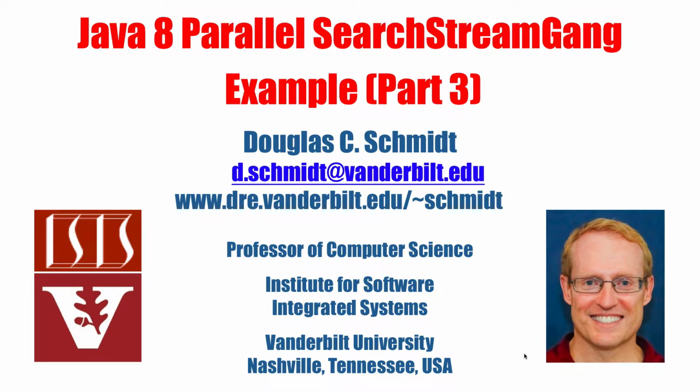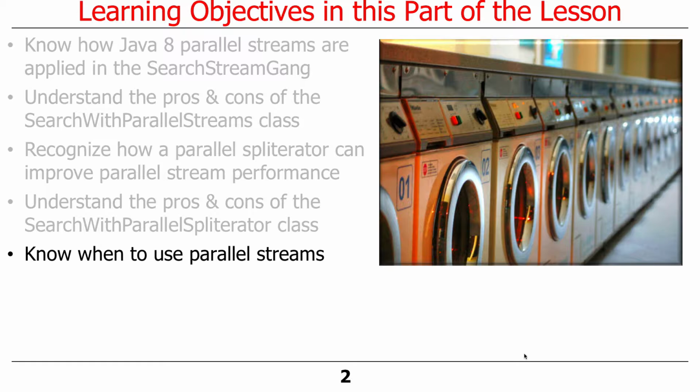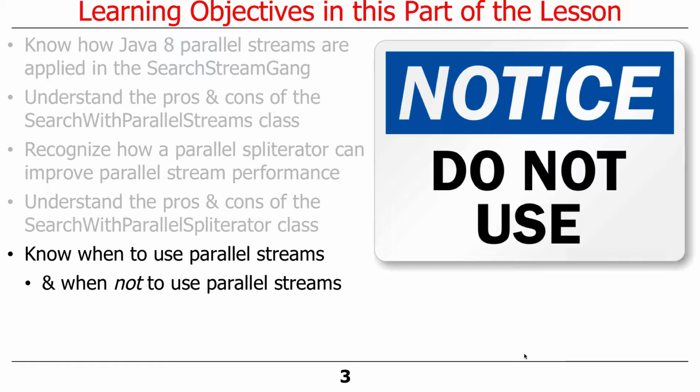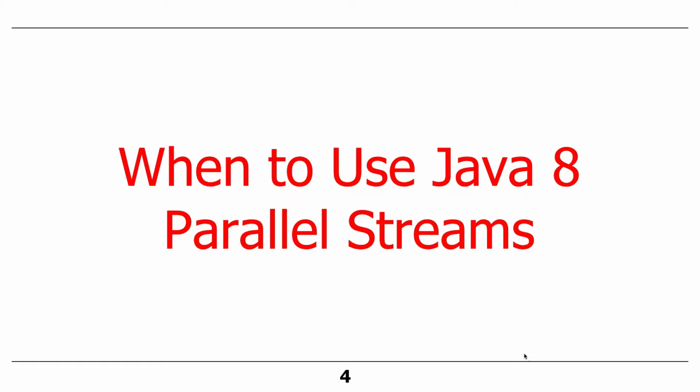So the third and final part of this section, now that you've seen a more detailed example that uses parallel streams and spliterators and so on, we're going to take a step back and talk about when to use parallel streams, which is a good thing to know, and also when not to use parallel streams, because they're not intended for use in every possible circumstance.